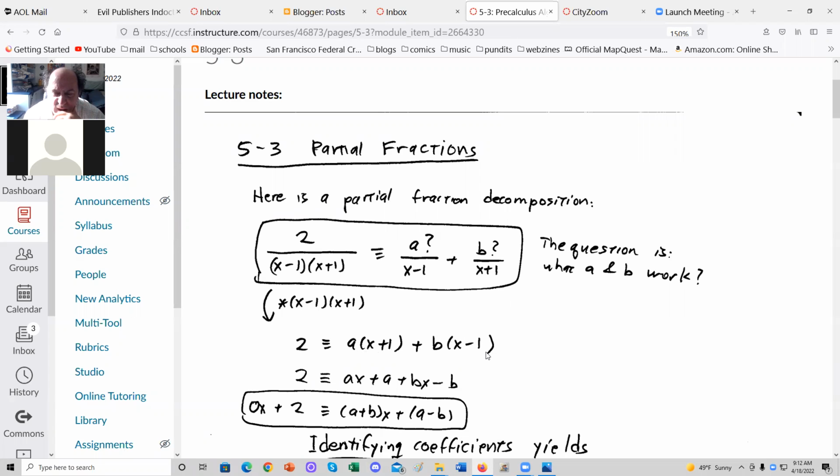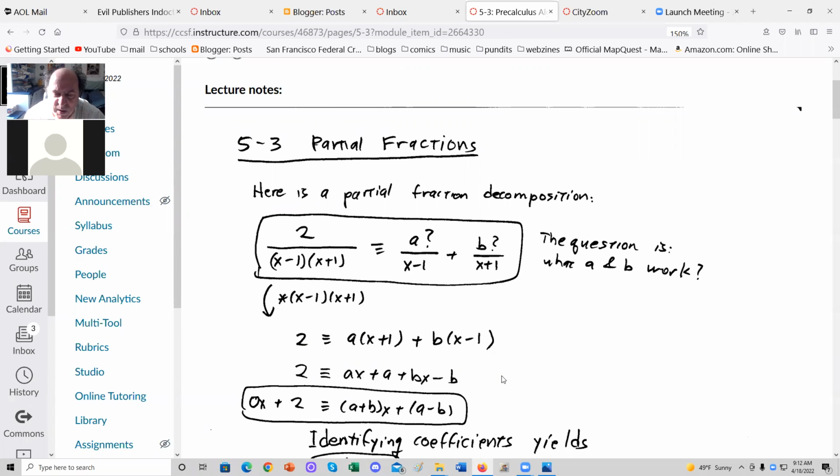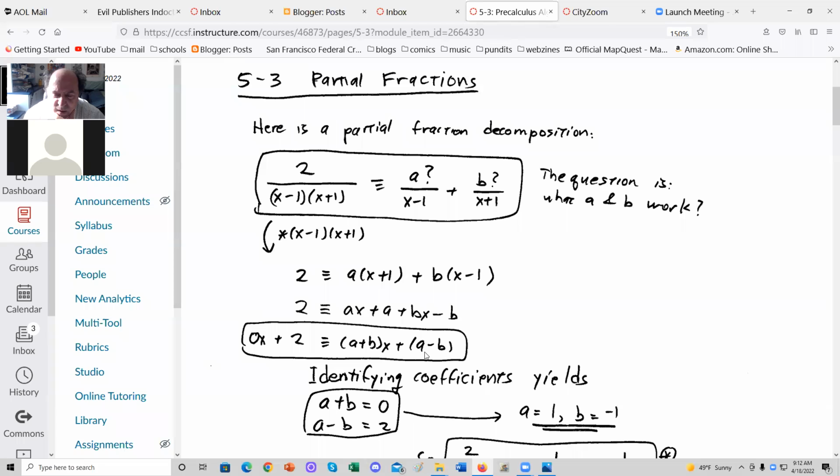Now on this side, we distribute the A's and the B's: Ax plus A plus Bx minus B. We combine the x terms and the constant terms. The left side we write as 0x plus 2, identical to (A plus B)x plus (A minus B). If these are identical expressions, then they will be the same for all values of x, and therefore the coefficients have to be equal.